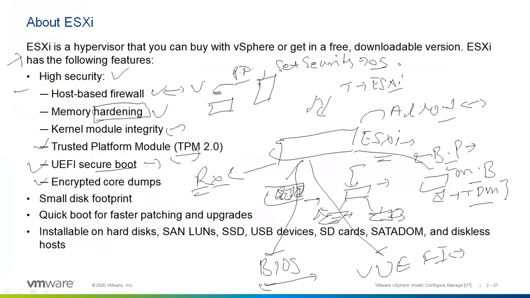High security, host-based firewall. That's all the features I was discussing. Encrypted core dumps: whenever any memory dump is generated on the hard disk, the dumps are always secure. Small disk footprint: it is just about 2 GB, with a minimum hard disk size of 8 GB more than enough to install an ESXi hypervisor.